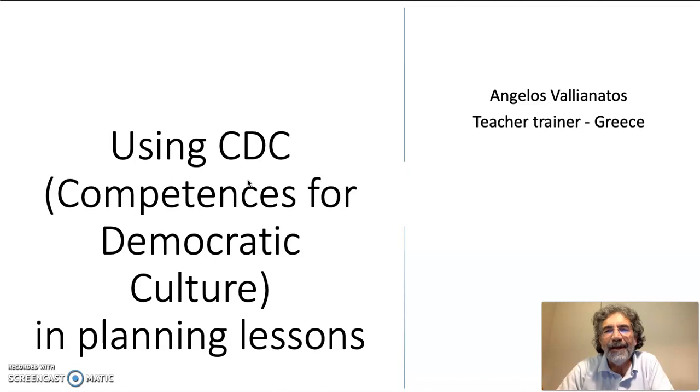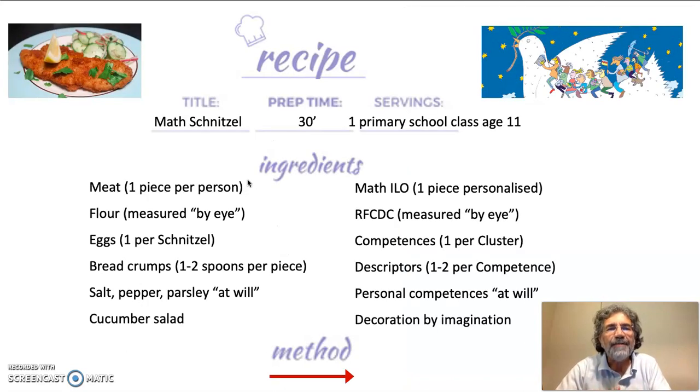I'm Angelos Valianatos, and our subject is using CDC, which means Competences for Democratic Culture, in planning lessons. It's always good to improvise, but is there a basic recipe? Yes, there is. This form of the recipe, let's call it Math Schnitzel. It needs 30 minutes to prepare, and the servings are one primary school class, and the students are aged 11.